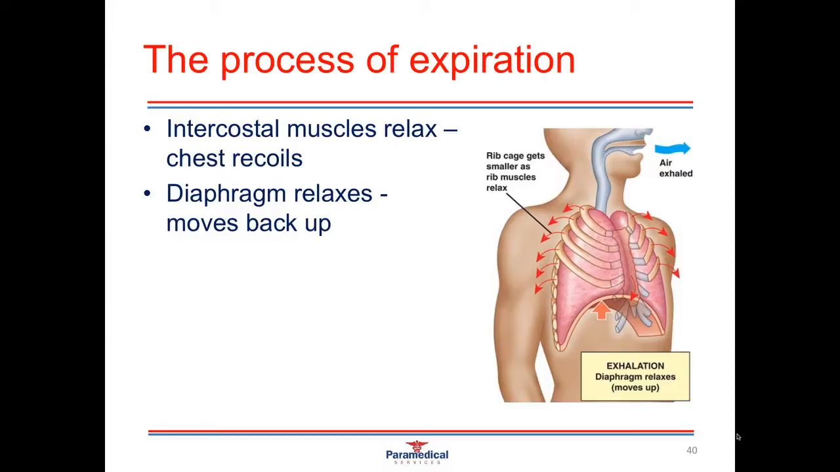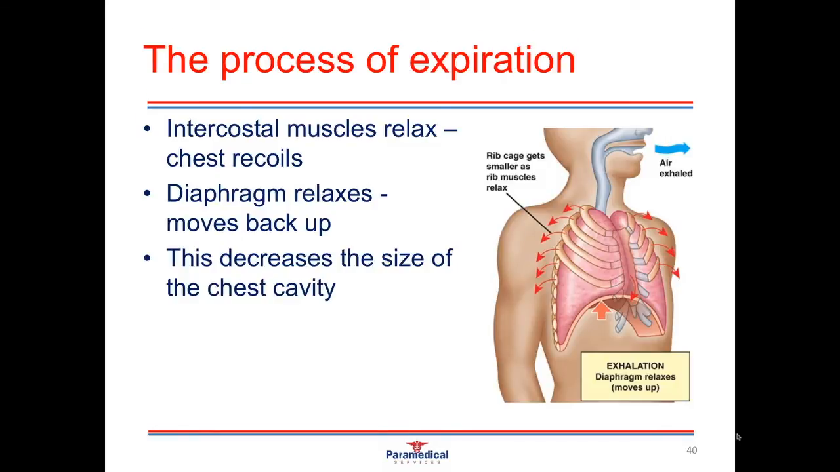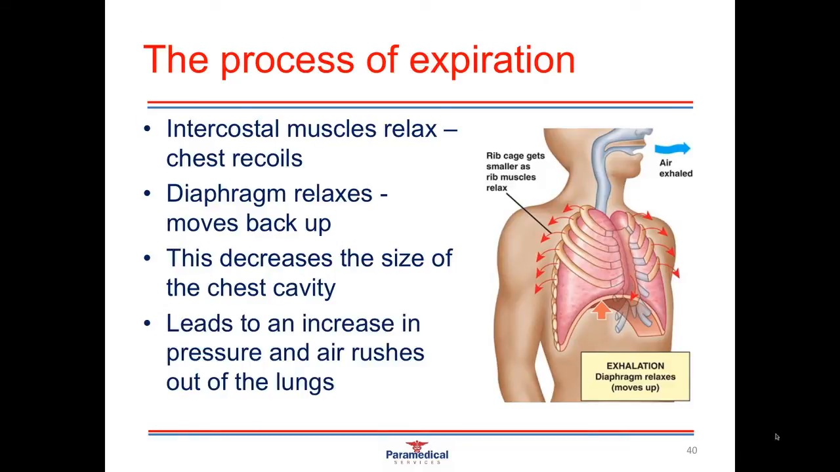So when all these muscles relax, we have a decrease in the size of the thoracic cavity. And when the volume or the size decreases, this results in a rapid increase in intrathoracic pressure. And now, because the pressure inside the chest is higher than that of outside, we have a movement of air from inside the lungs to the outside until we have equal pressures both inside and outside.